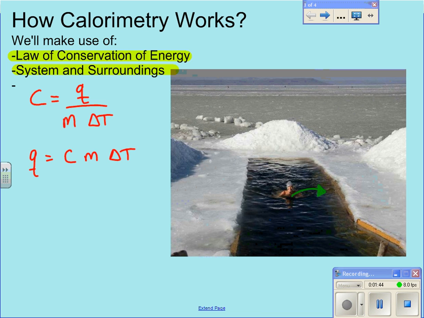Conservation of energy then is telling us that the energy that the woman loses, if it cannot be created or destroyed, has to be absorbed by the water. So mathematically that means this: Q, and I'll just write it this way, of W lost, that's the energy that the woman lost, has to equal Q of H2O gained.